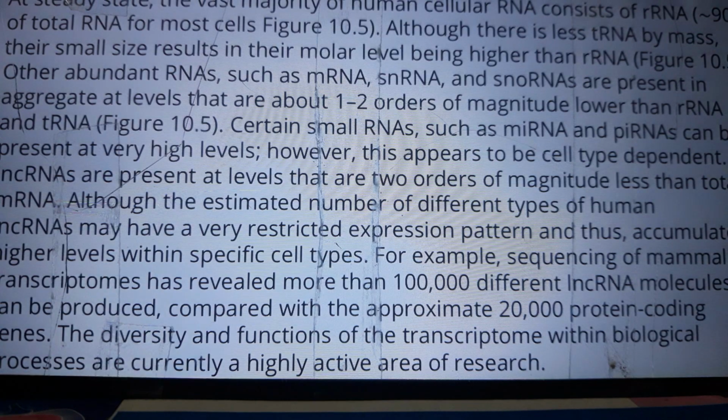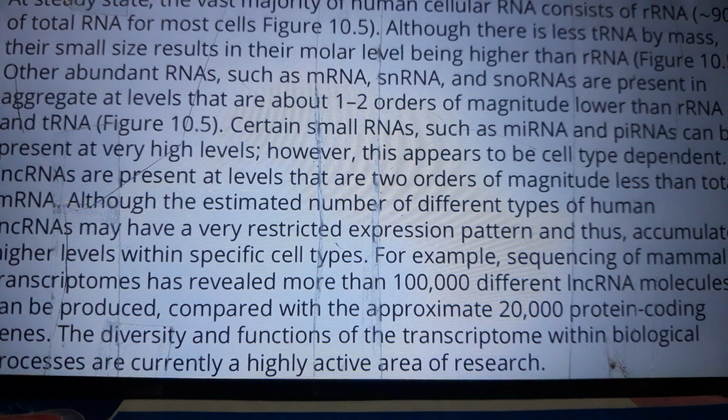Certain small RNAs such as miRNAs and piRNAs can be present at very high levels. However, this appears to be cell type dependent. lncRNAs are present at levels that are 2 orders of magnitude less than total mRNAs. Although the estimated number of different types of human lncRNAs is large, each may have a very restricted expression pattern and thus accumulate to higher levels within specific cell types.